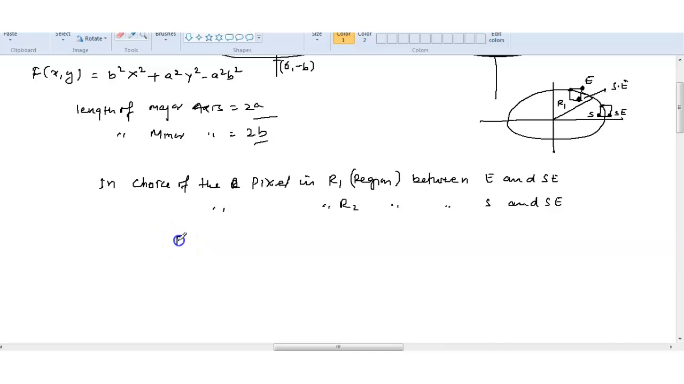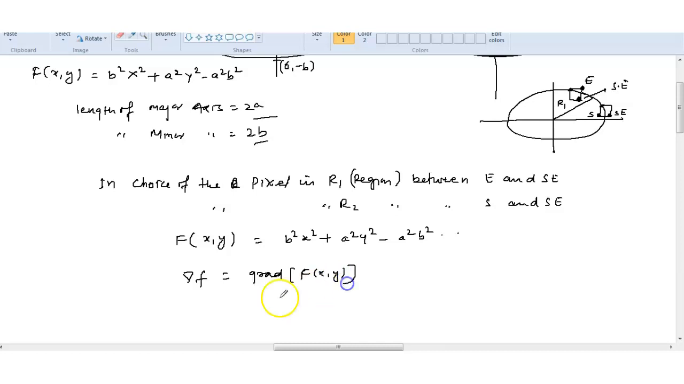So for these functions, which we have, the ellipse function, b square x square plus a square y square minus a square b square is equal to 0. We have already written this function only. So we'll write it here. This we'll find the gradient of this function. Gradient of this f of x, y to check out the direction of the x-axis and y-axis.